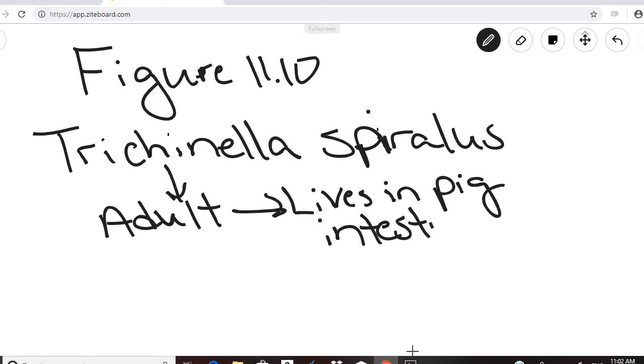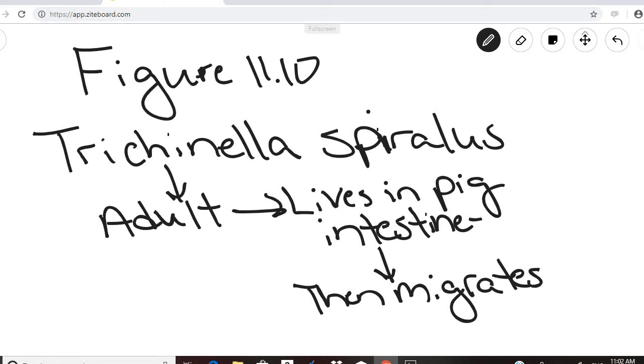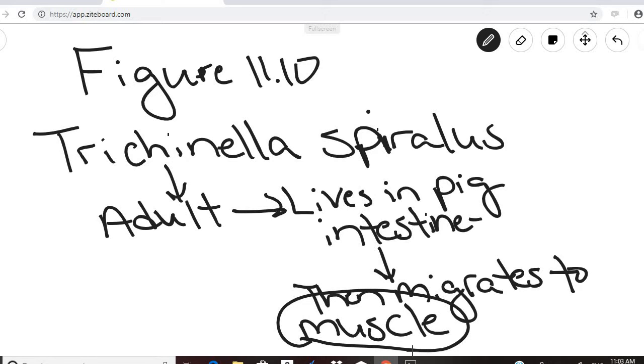But then it migrates to the muscle. So it moves to the muscle, so that when we consume pig, when we consume pork, if you consume pork that is infected, if the muscle is infected with this trichinella, then they can reproduce in your digestive system, and they will cause pain and diarrhea.